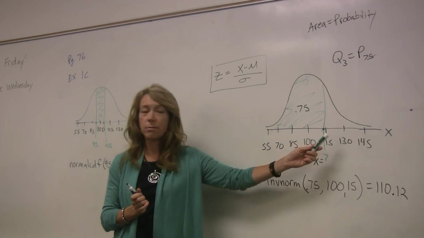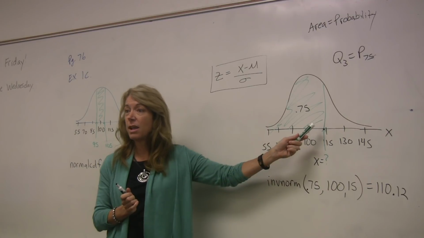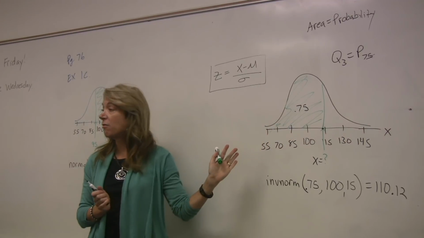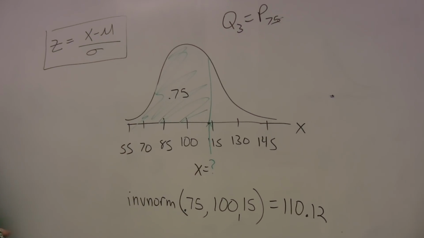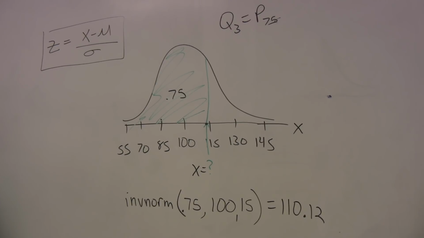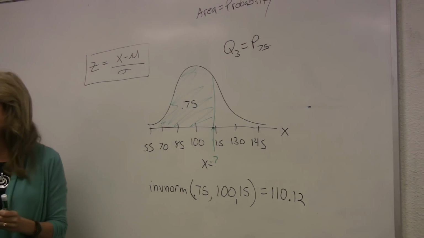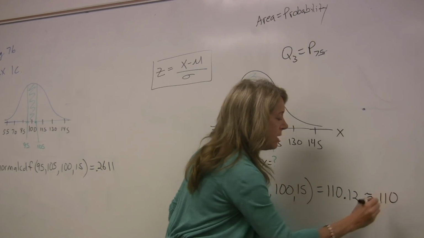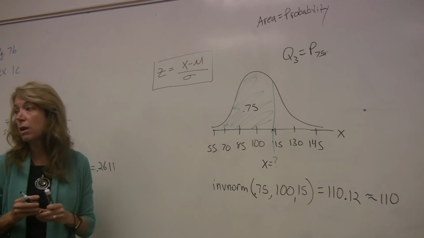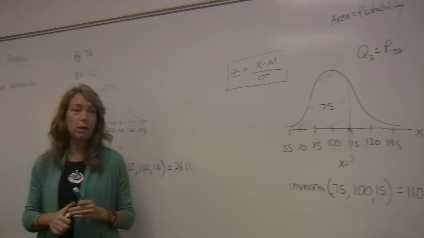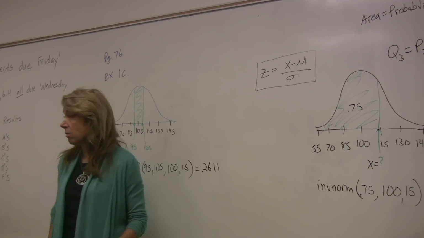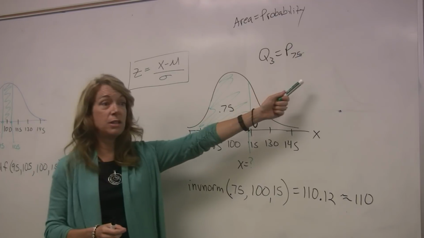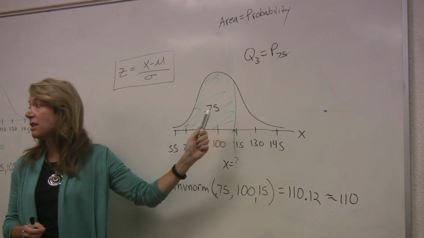Look where it is on my number line, between 100 and 115. That's a pretty good guess, actually. So roughly right about there, 75% of people have IQ scores that are lower than 110. They probably would want you to round this to the nearest whole number. So, an IQ score of 110 is the Q3. 75% of people have an IQ score less than that. Q3 is fancy for P75, which is fancy for what number cuts off 75% below.